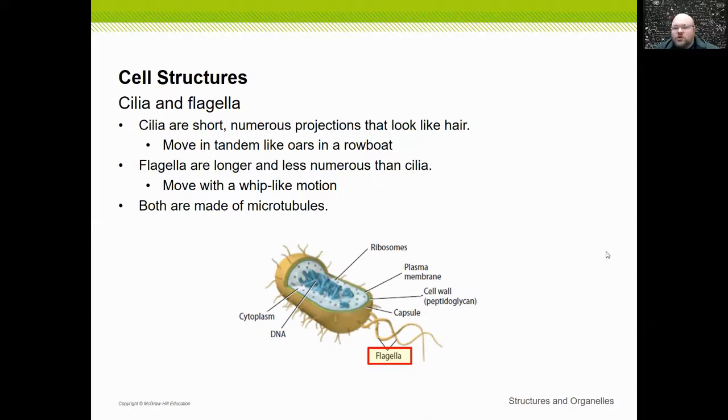Cilia are these short little projections that look like hairs. If you look around this picture here, the little tiny poking-out hairs, they move in tandem like the oars on a rowboat. And then flagella are longer and less numerous than cilia, and they move in a whip-like motion. Both of them are made of microtubules. And what's important to remember is these structures help cells move. And these are typically what you're going to find on a single-celled or unicellular organism. But the cilia and the flagella, their major function is to make things move. And again, you're not going to find these on your analogy project, but they do exist, and I wanted to show them to you.